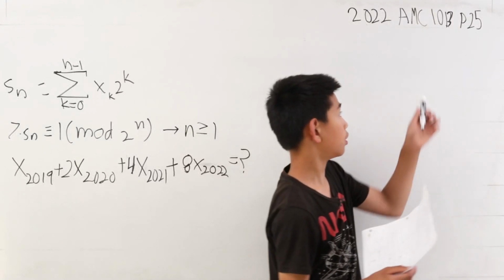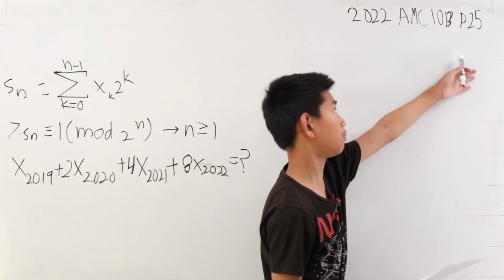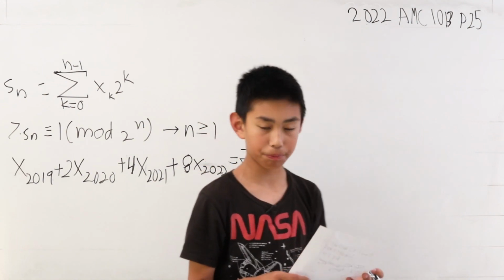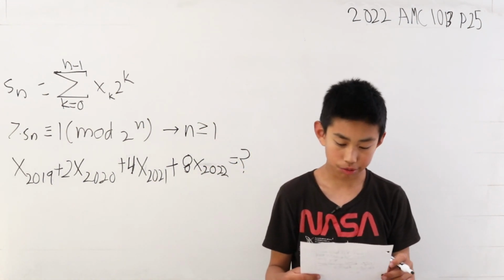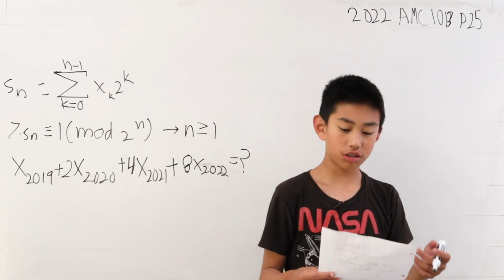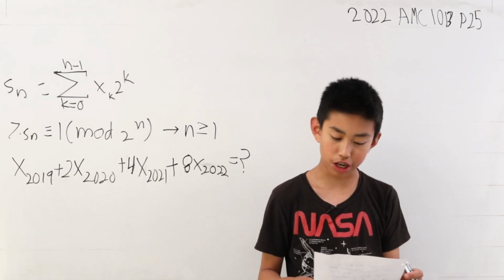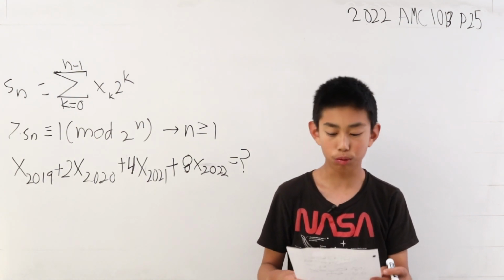Today we're solving the last problem, problem 25 from the AMC 10B of 2022. Let x0, x1, x2, ... be a sequence of numbers where each x of k is either 0 or 1.